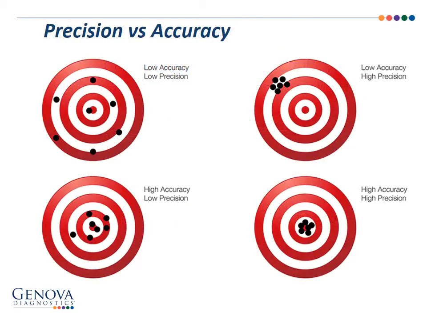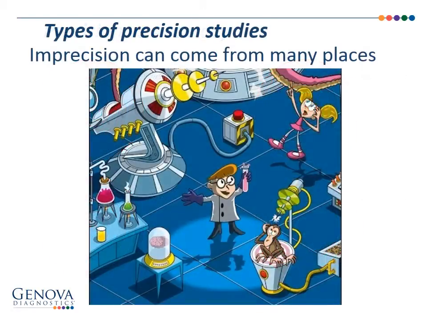So where do we have imprecision in the lab? It can come from a lot of places. You can have imprecision that comes from your sample. If you don't have it well mixed, well homogenized, then every time you go into that sample with your pipette, you're going to get a different level of analyte. So it's important to mix and stir your samples as much as possible.